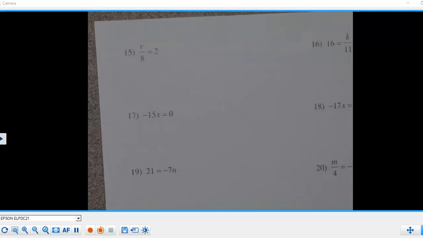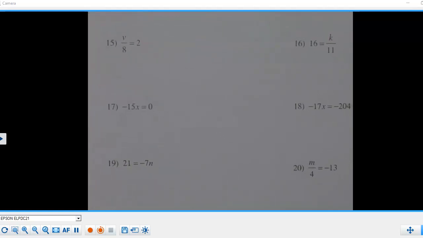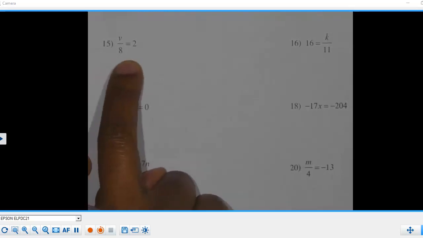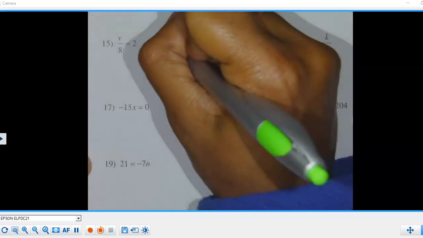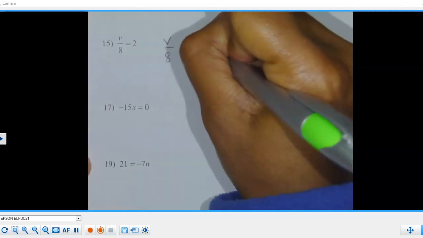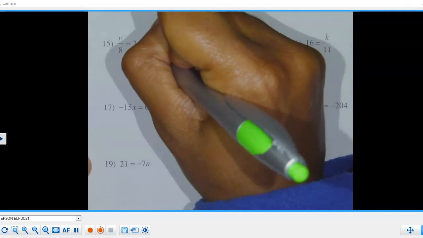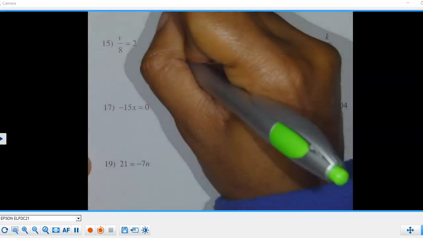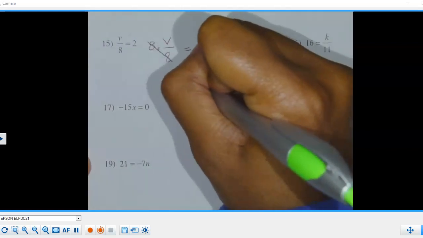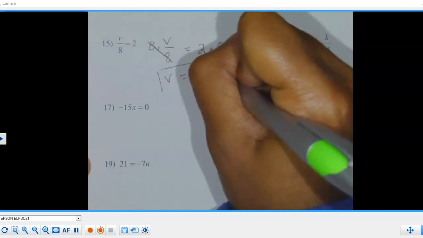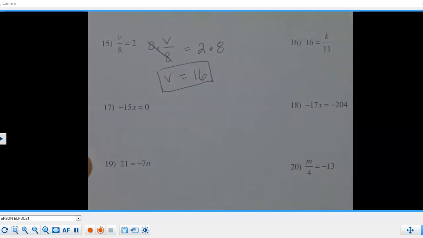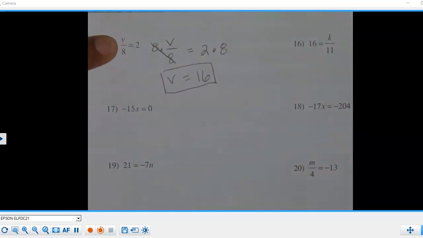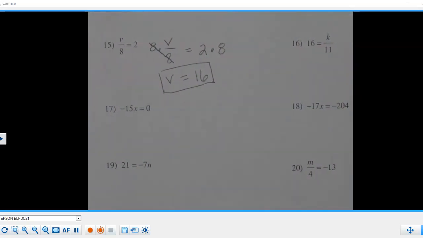So on the next page, let's look at number 15. Same thing, what's happening to v? It's being divided by 8. Opposite of division is multiplication. I run out of room, so that's why it looks not too great. So I'm going to rewrite this. So we're going to multiply by 8 on that side and times 8 on this side. This will cancel out. b is equal to 16. And that should make sense, right? If we plug 16 in here, 16 divided by 8 is positive 2.